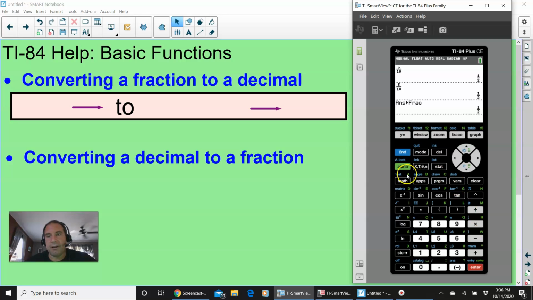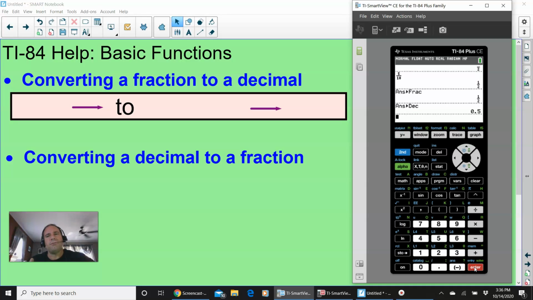But if you want to convert this to a decimal, you press math again and go down to 2. You could either press 2 or go down to 2, and then press enter, and it's going to take your answer now of that fraction of 1/2 and convert it to a decimal, and you get 0.5.